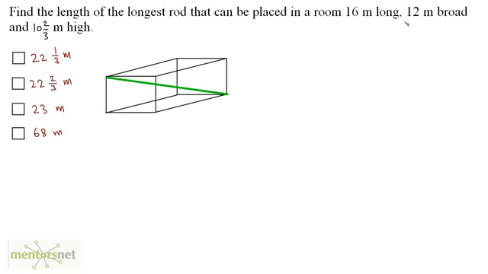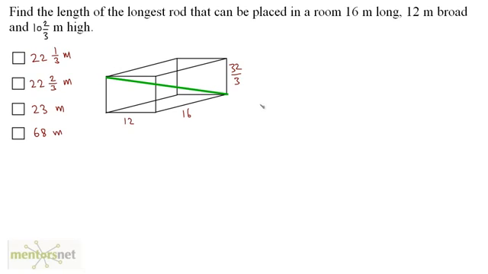So we've been given the length, breadth and the height of this room. The length is 16 meters, the breadth is 12 meters, and the height is 10 2x3. That can be written as 10 times 30 plus 2, that's 32 by 3. So this is 32 by 3.